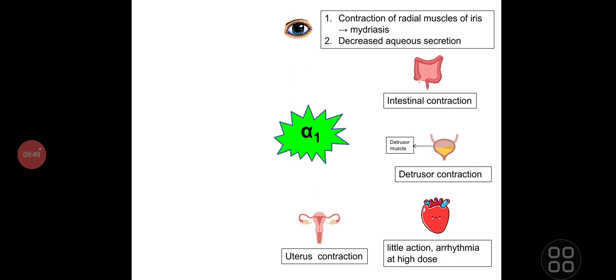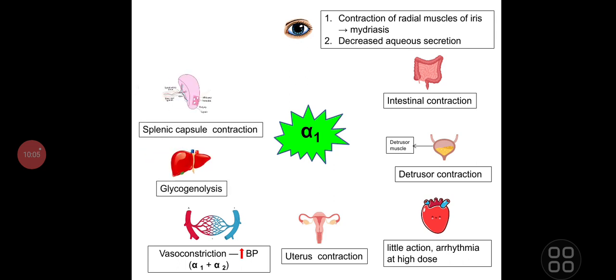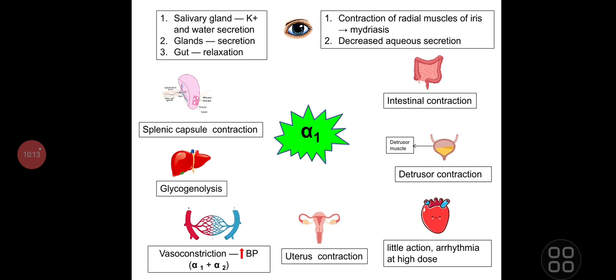It also shows uterus contraction. On blood vessels, it shows vasoconstriction, which results in an increase in blood pressure. Here, both alpha 1 and alpha 2 receptors show vasoconstriction. In the liver, it shows glycogenesis, and in the spleen, it shows splenic capsule contraction. Other than this, in the salivary glands, it is responsible for the secretion of water and potassium, and other gland secretion also happens, and it is responsible for gut relaxation.